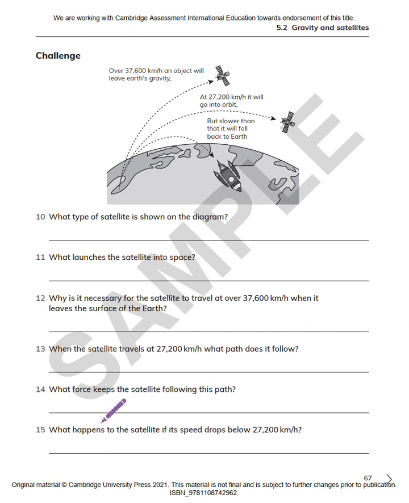What happens to the satellite if its speed drops below 27,200 kilometers per hour? So if it was just slightly slower, like 27,199 kilometers an hour, it will go down slowly. But if its speed was way slower than that, like 0 kilometers per hour, it will just drop straight down into the Earth.